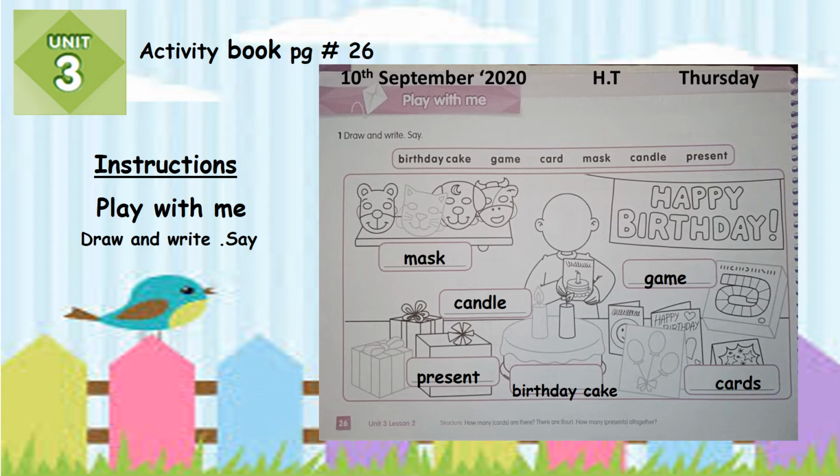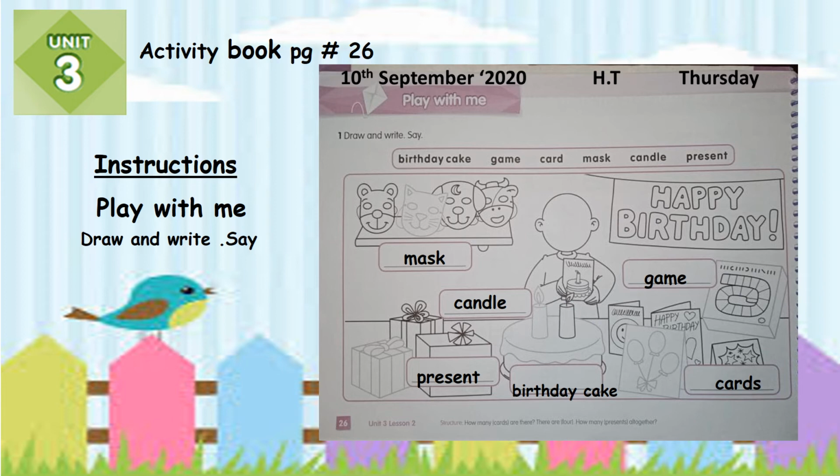And then look at the next picture. There are some presents. How many presents are there? There are 3 presents. Write the spelling of present, P-R-E-S-E-N-T, present. And then again you have to trace the picture of the present which is in gray color outline.